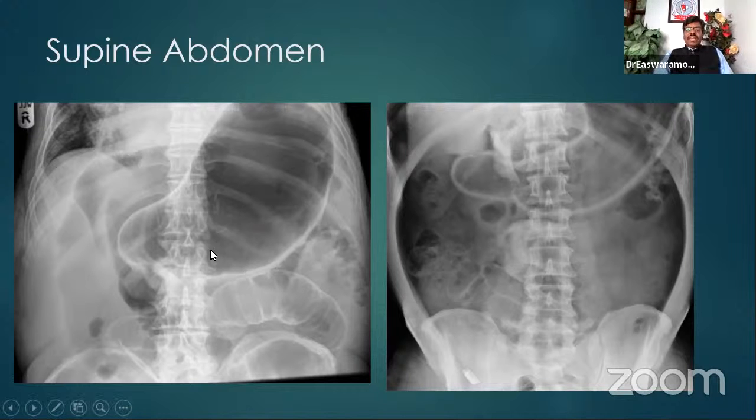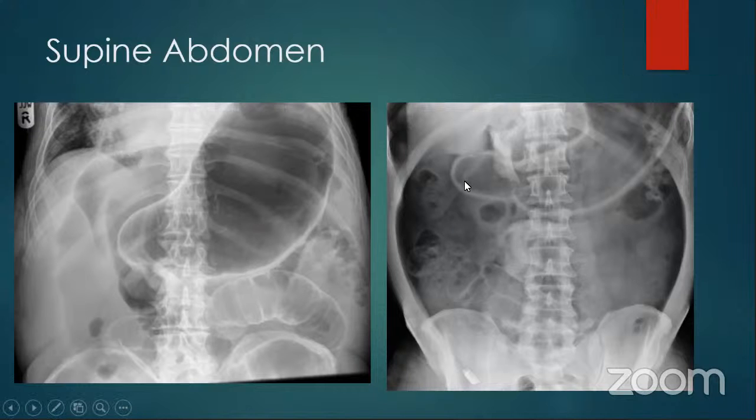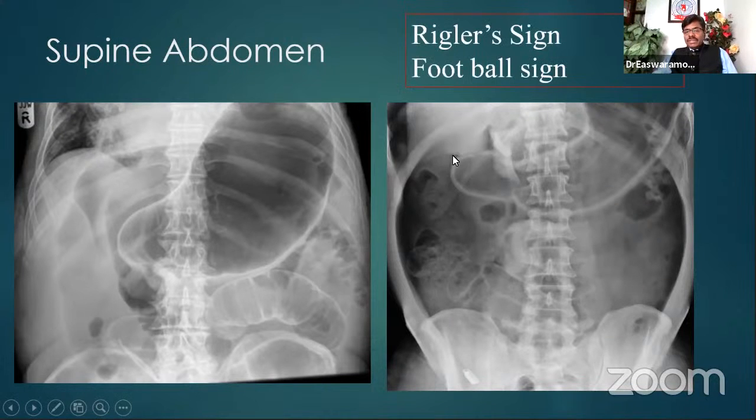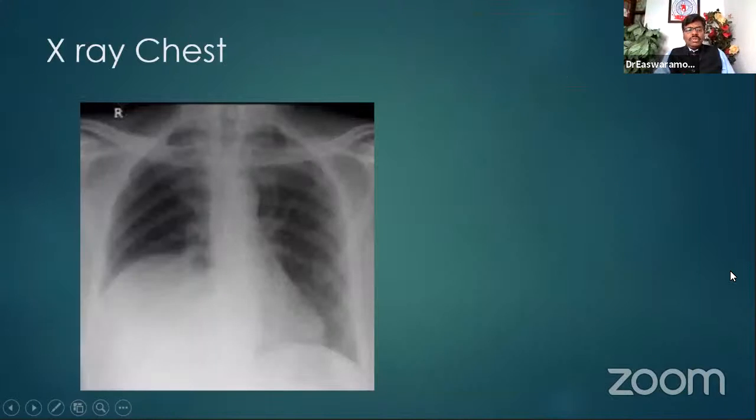This is actually the Rigler sign, and this is the football sign, because it looks like a football. So these are the two additional signs. I think if you have done this much, Bharat, I am sure you will be very happy that you can clear. These are all the additional bonus mark or prize exam questions, by the way. Okay, so that's about that.